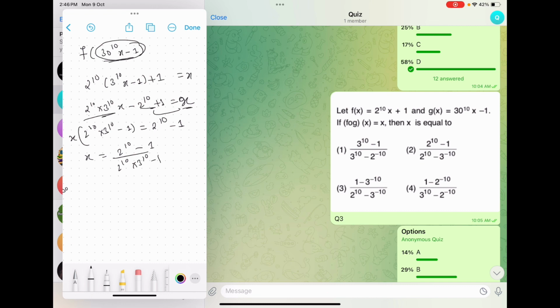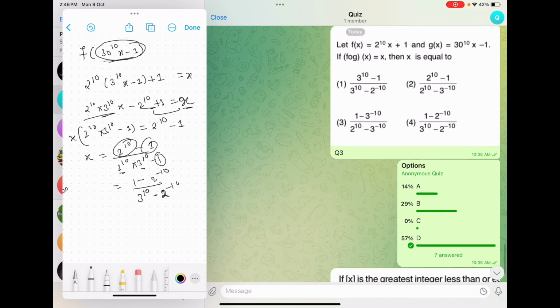From the options you can see that we have 3 to the power 10 separate and 2 to the power 10 separate, so let us divide by 2 to the power 10. When we divide by 2 to the power 10 throughout in the numerator as well as the denominator, we'll get here 1, here 2 to the power minus 10 upon 3 to the power 10 minus 1. Sorry, this will also be 2 to the power minus 10, here we have 1 only. Seeing the options, you can see that the fourth option is satisfied, so fourth is the answer.